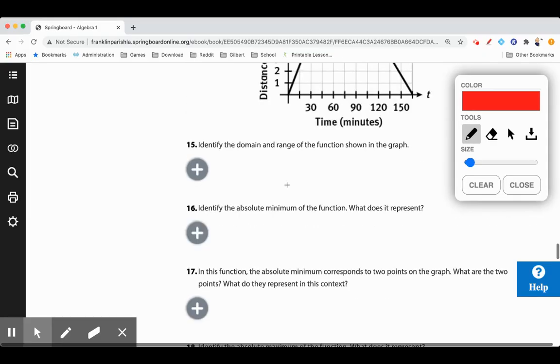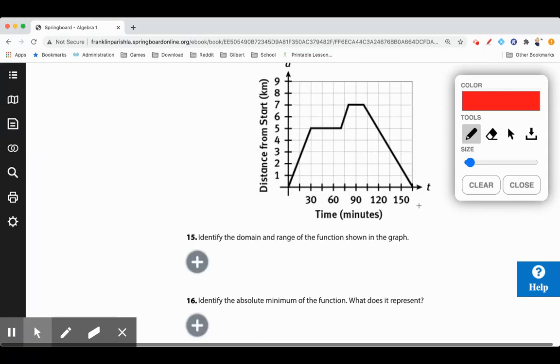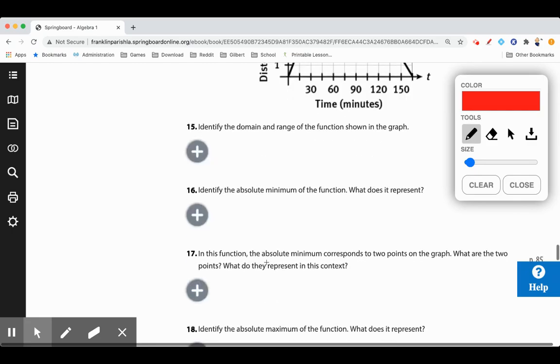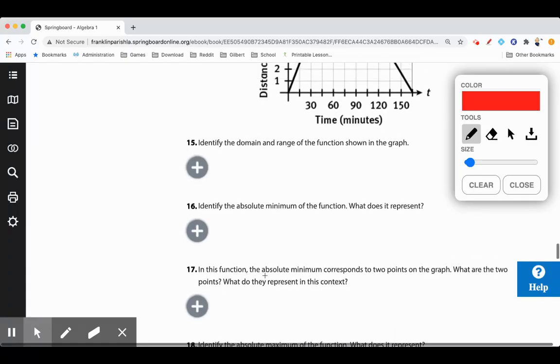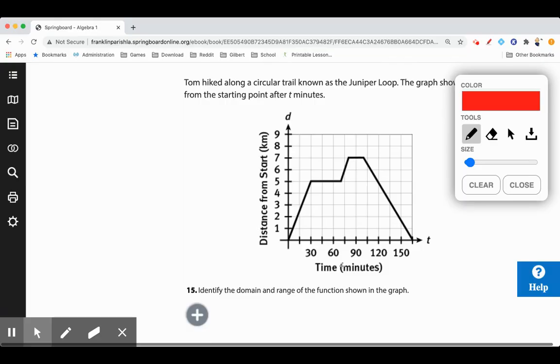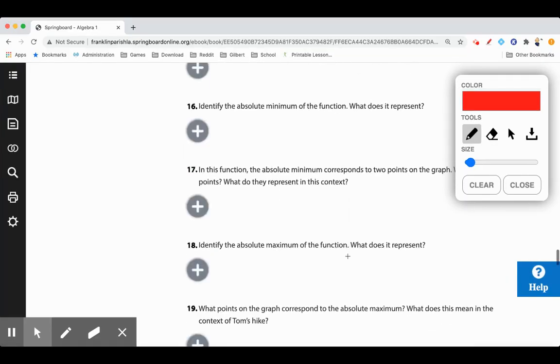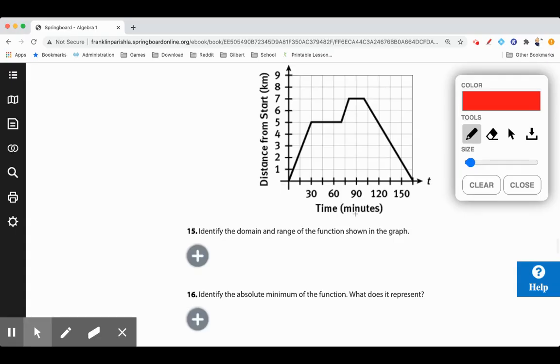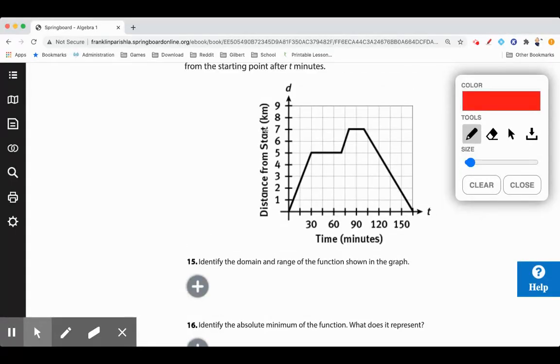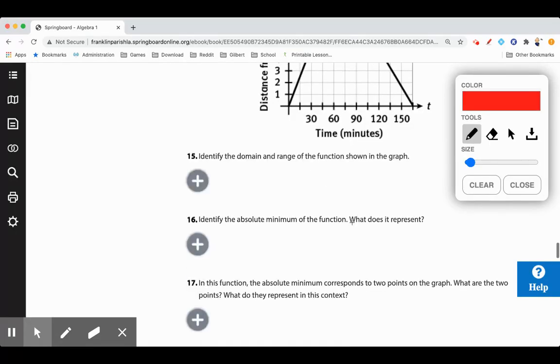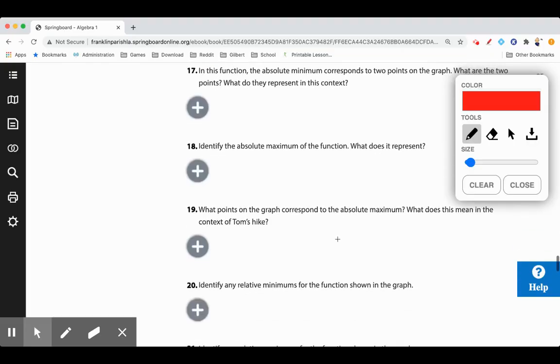Identifying the absolute minimum, the absolutely lowest points on this graph. In this function, the absolute minimum corresponds to 2 points. What are the 2 points? Again, same thing. Where are the 2 lowest points on that graph? And what do they represent in context? That means if you're looking at this problem, okay, distance and time, what do these points mean? What are they saying?